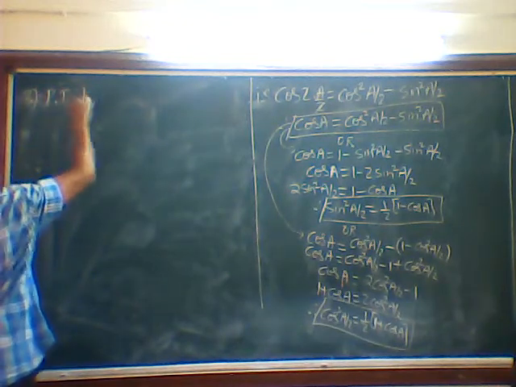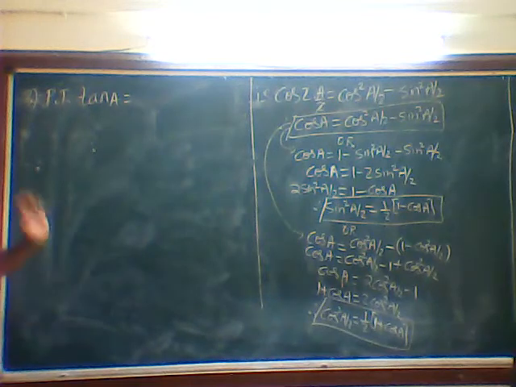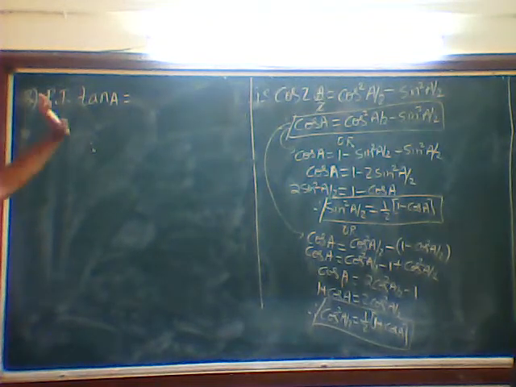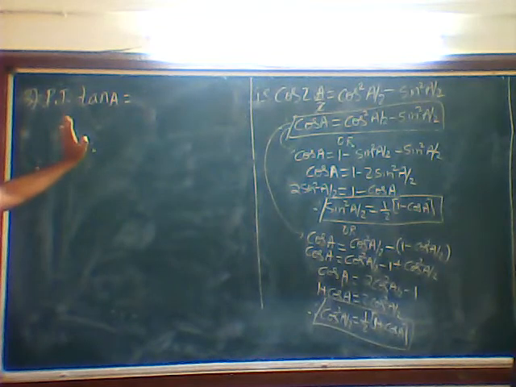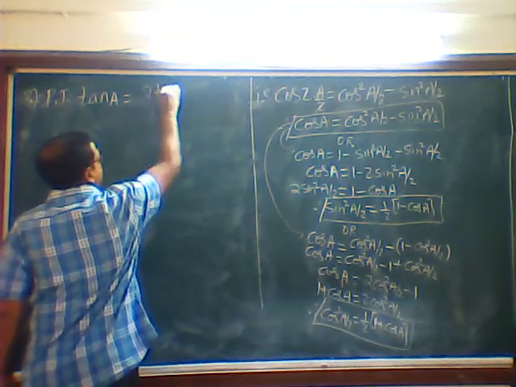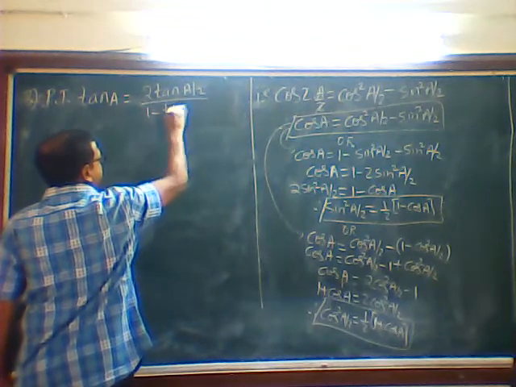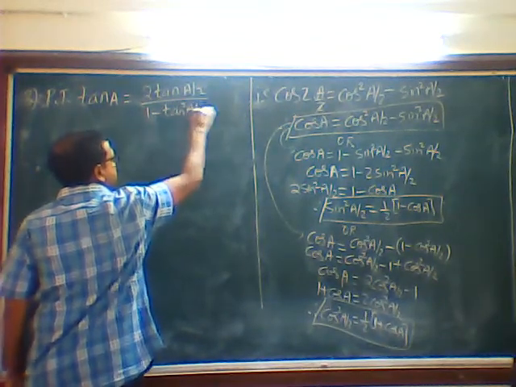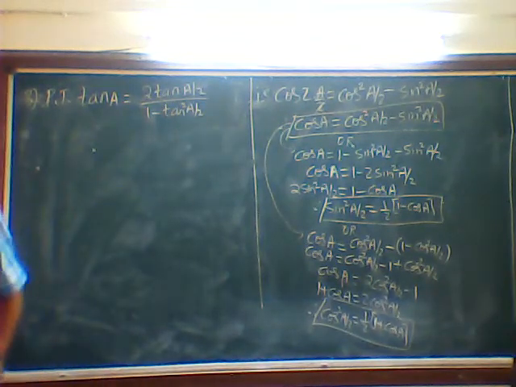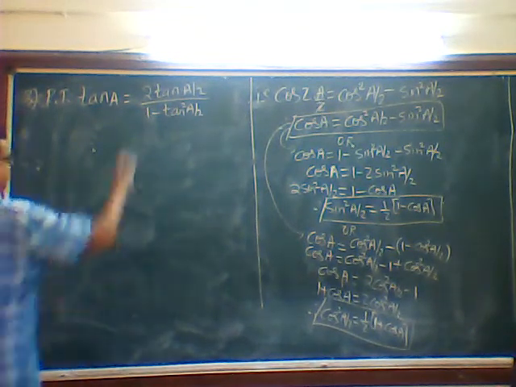Prove that tan A. I had written it in the multiple form. Prove that, third one, tan 2A was what? Tan 2A was 2 tan A divided by 1 minus tan square A. So now only tan A will be what? 2 tan A by 2 divided by 1 minus tan square A by 2. How will it come?